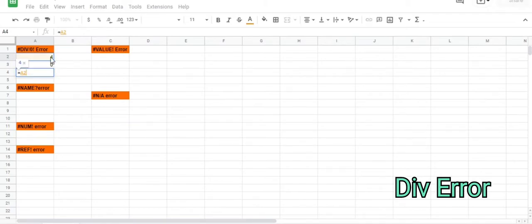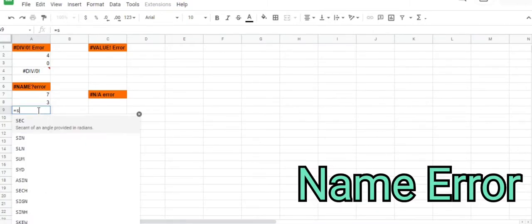DIV Error is nothing but if any number divides with 0, it will give a DIV Error. Here, look at the example. The second cell contains the number 4 and the third cell contains the number 0. If we divide second cell by third cell, it will give DIV Error. The reason is any number divides with 0 is mathematically wrong.